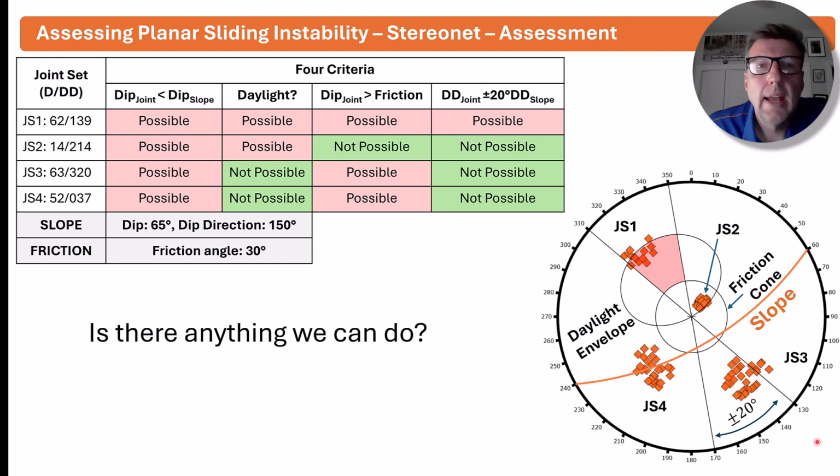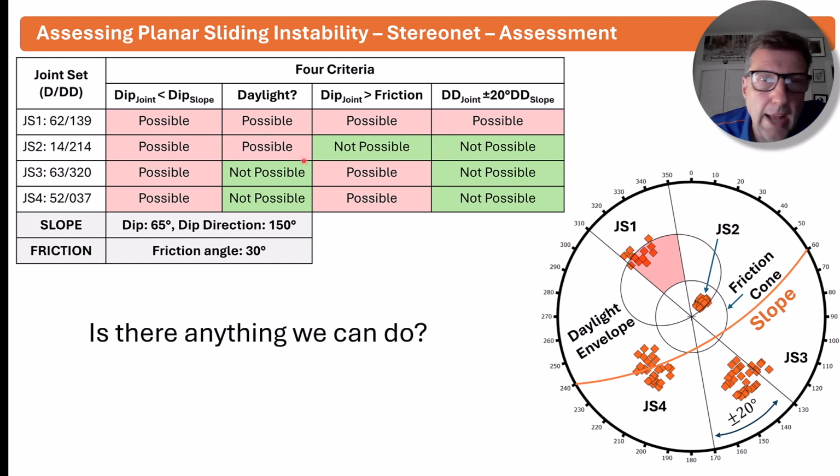Okay, and so what we can see is that we have our 4 criteria up here. The first one: is the dip of the joint less than the dip of the slope? Second one: does the joint daylight?